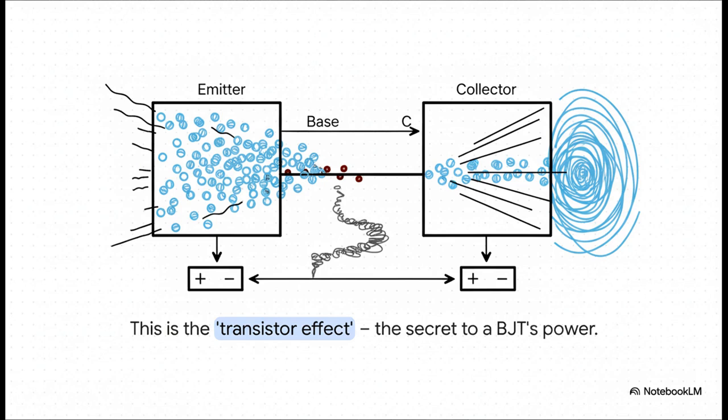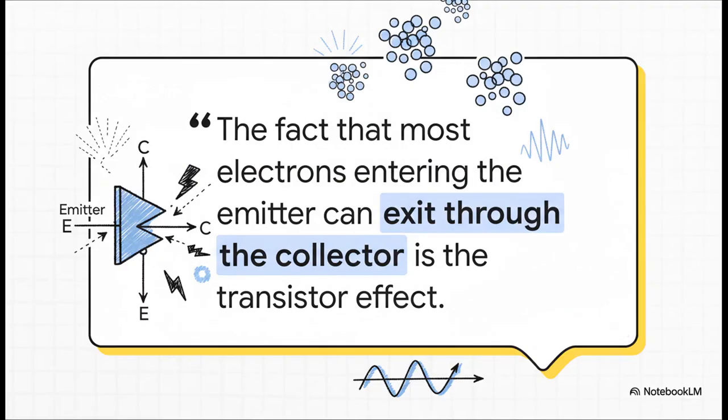And that right there is the whole game. This incredible little phenomenon actually has a name. The source material puts it perfectly, saying, the fact that most of the electrons entering the emitter can exit the BJT through the collector is referred to as the transistor effect. And that one single effect is what makes this little component an absolute powerhouse.